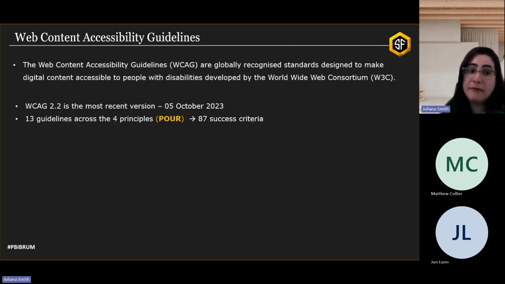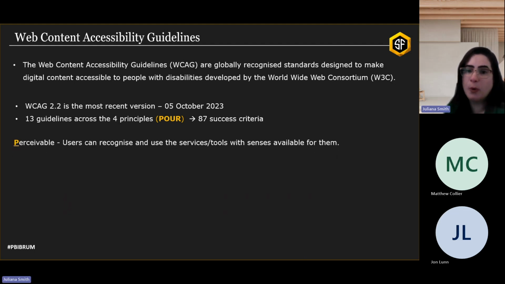So the current version in use is WCAG 2.2, that has been in use since October 2023. And these standards are categorized based on four main principles that are commonly known as POUR. And within these four principles, there are currently 87 success criteria. So let's understand what POUR means.